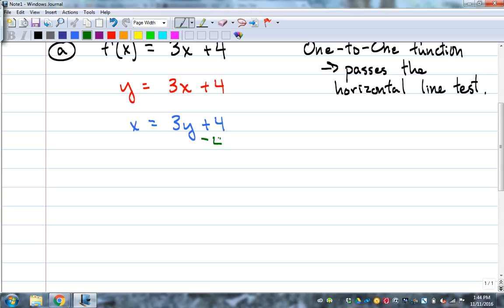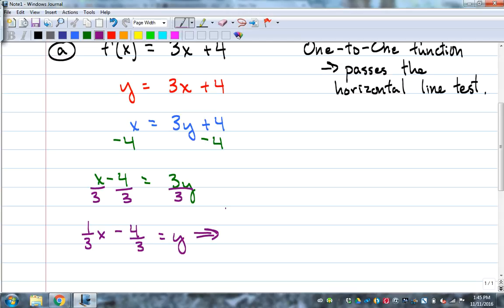I would subtract 4. And then what do I do to get y by itself now? Divide by 3. I'm just going to divide everything. That's 1/3 x minus 4 over 3 is equal to y.